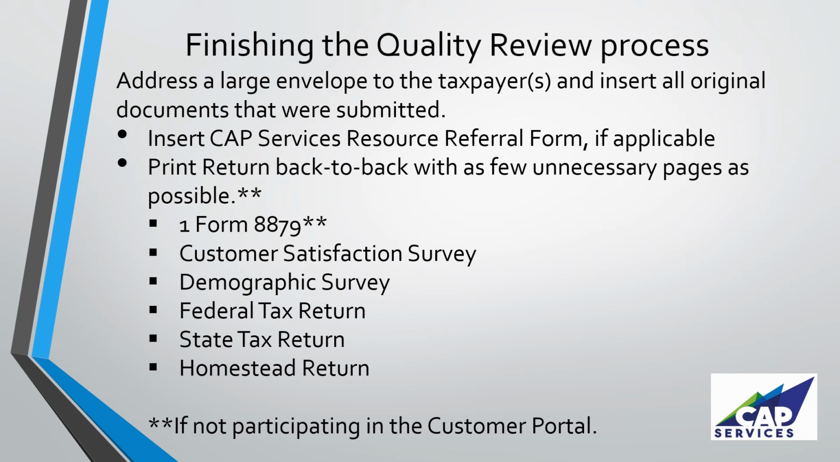Steps for finishing the quality review process. You will address a large envelope to the taxpayers and insert all their original documents. If they are filing head of household, you will include a copy of CAP Services Resource Referral Form. You will then print the return back to back with as few unnecessary pages as possible. In the envelope, you will put one Form 8879, one Customer Satisfaction Survey, one demographic survey, and the printed copy of their federal and state and homestead or any of the above.